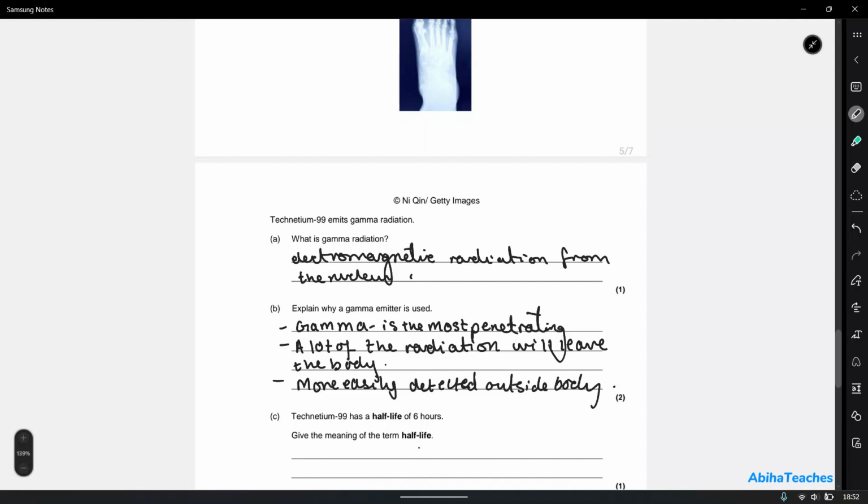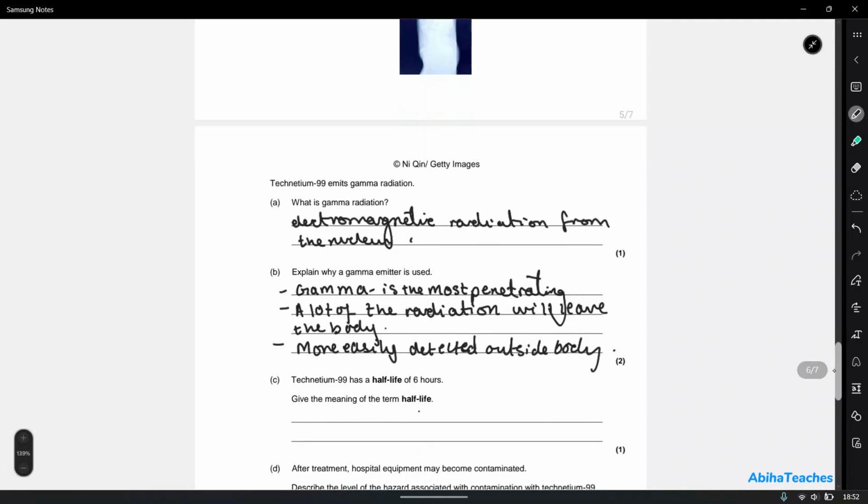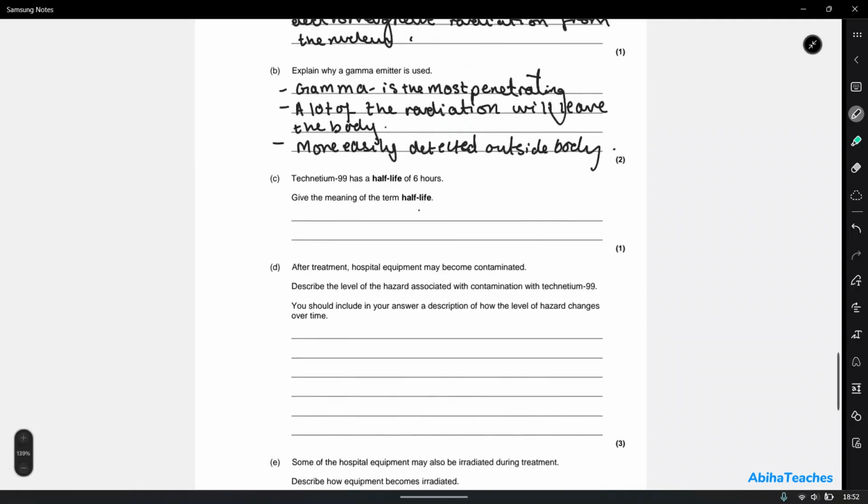So, it has a half-life of 6 hours. Give the meaning of half-life. Half-life is the time it takes for the number of nuclei of the isotope in a sample to halve.